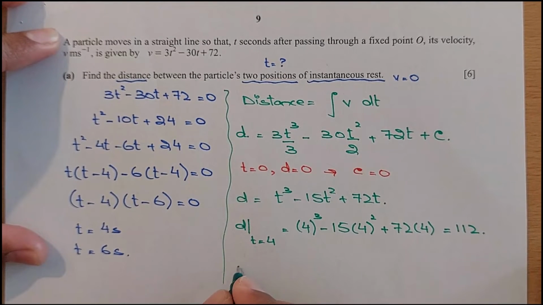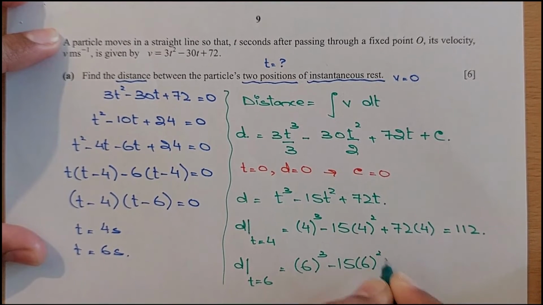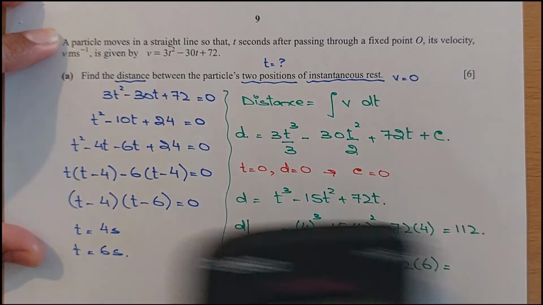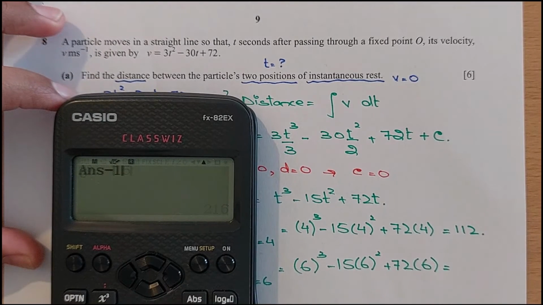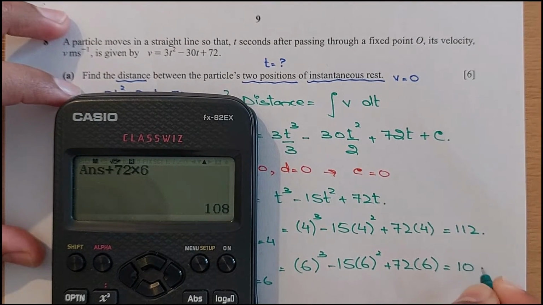Now let me find the distance when the time is 6 seconds. 6 cube minus 15 times 6 square plus 72 times 6. So we have 6 cube minus 15 times 36, since 6 square is 36, plus 72 times 6, that is 108.